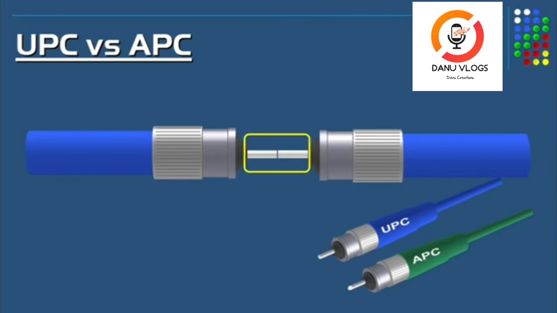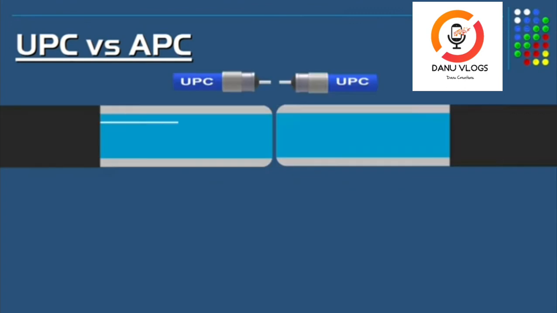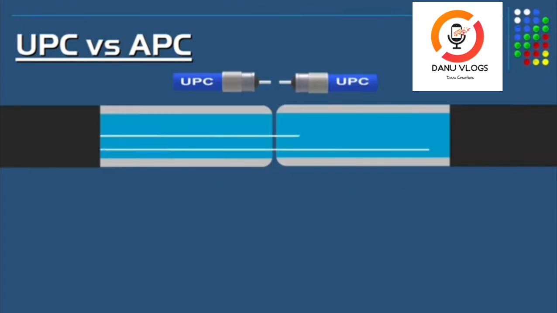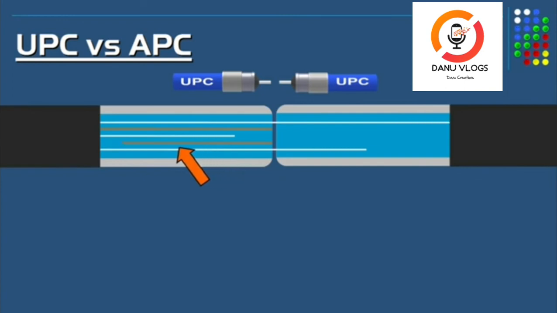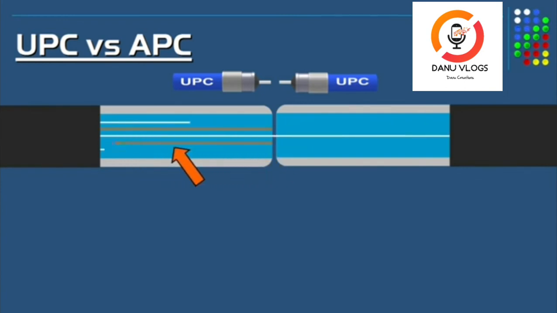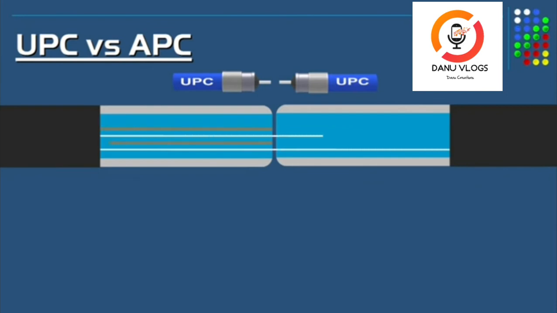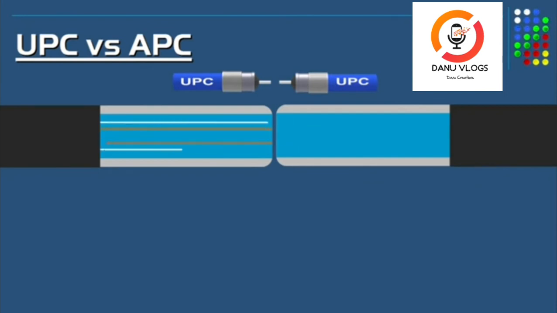So what happens is, at the point where the connectors join, light is transmitted from one connector to the other connector. But at the point where light passes to the other connector, the light will reflect back in the opposite direction towards the light source. And when this happens, there is signal loss. And this is what happens in UPC connectors. The light is reflected directly back.